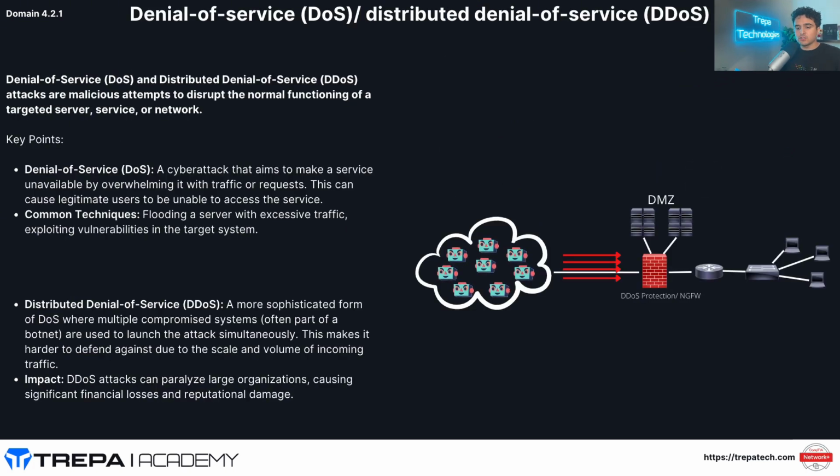Okay. So first, let's talk about DOS or DDoS, denial of service or distributed denial of service. DOS and DDoS attacks are malicious attempts to disrupt the normal functioning of a targeted server, service, or network. So imagine this is us trying to overcome API rate limiting. So us just sending API requests after API requests, trying to take down that API or make it so that it can't accept legitimate requests.